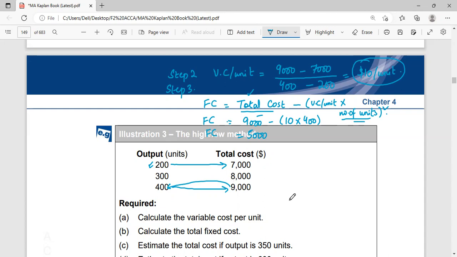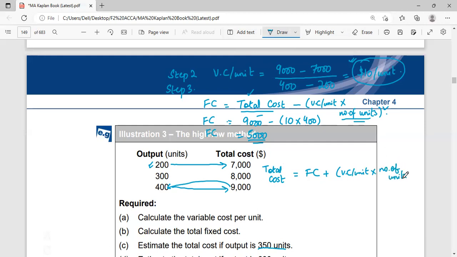Now finally step 4. Now you know what is the fixed cost, right? You know the fixed cost is 5,000. You know that the variable cost per unit is $10. Now you can calculate cost at any level of activity. For example, he has asked me in the question to calculate cost at 350 units. So I know the formula for total cost. The formula for total cost is fixed cost plus variable cost per unit times number of units.